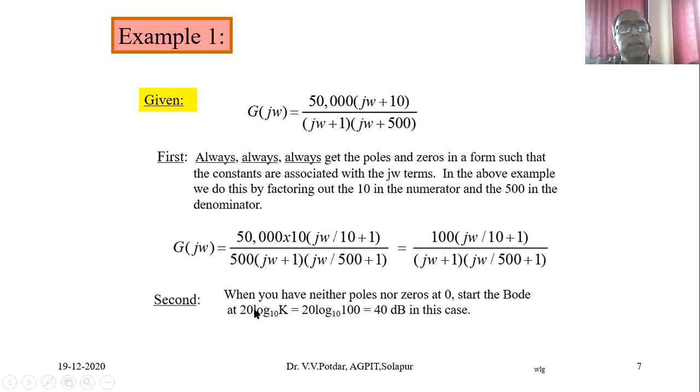So the first thing, get a magnitude plot for the constant K term. Now what is the constant K? It is 100. So 20 log to the base 10 of K, that is 20 log to the base 10 of 100. What is log of 100 to the base 10? 2. So it is a plus 40 decibel line in this case. So in the magnitude plot, it will be a straight line parallel to the ω axis at a value of plus 40 decibel.